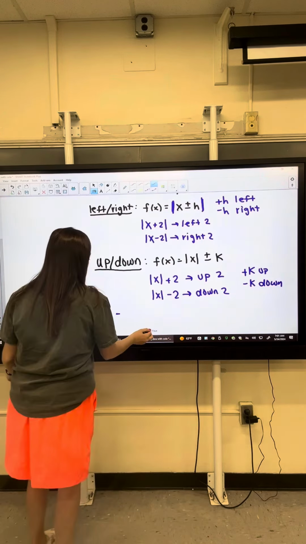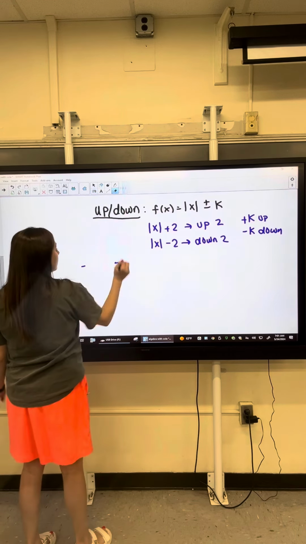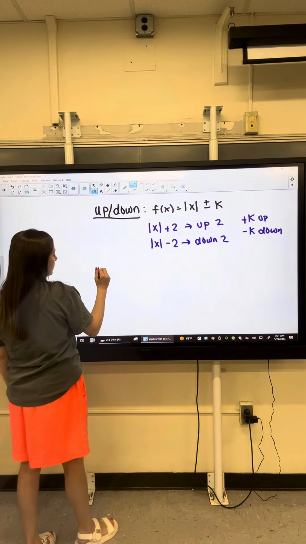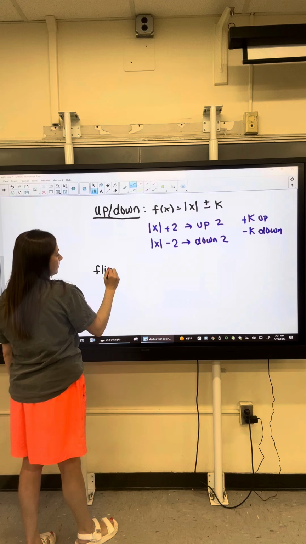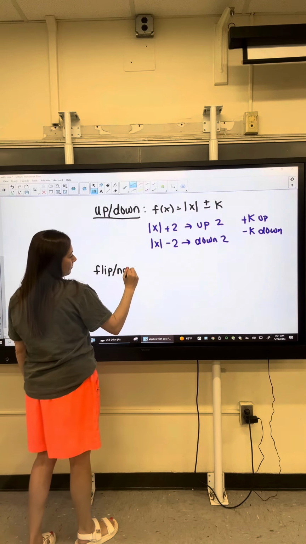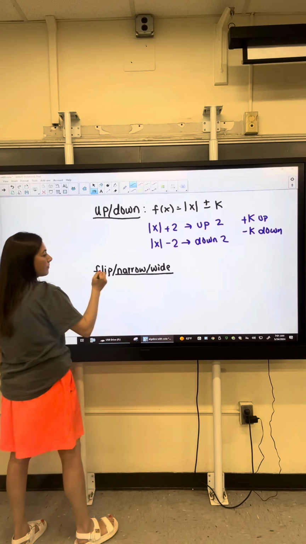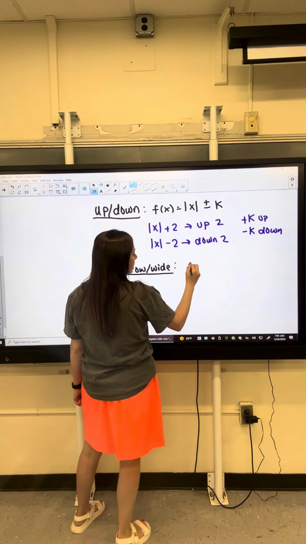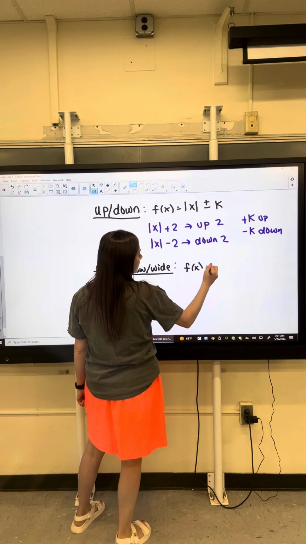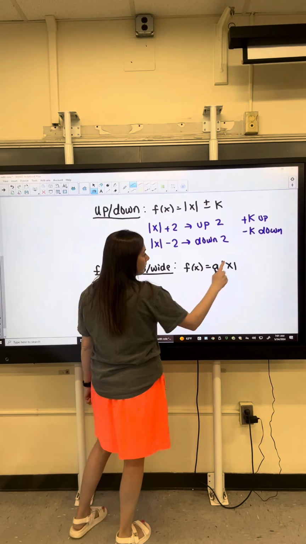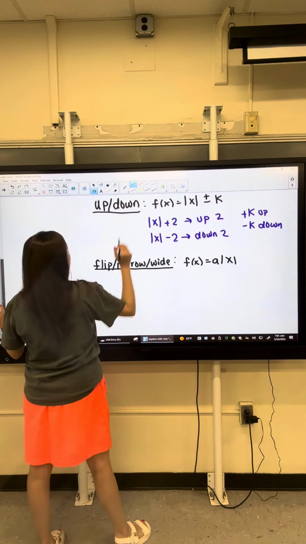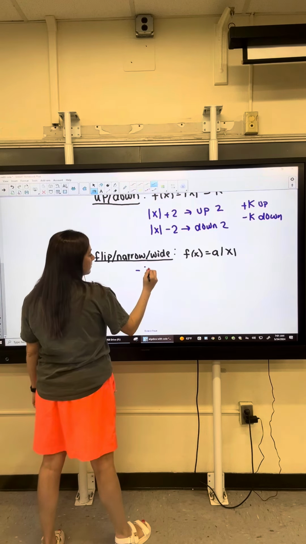Okay, so now this one's a little bit tricky. Say we want to make the graph flipped, narrow, or wide. When I say flipped, I mean it's going to be like a smiling parabola versus frowning. Narrow means the graph's going to get skinnier, and wide means the graph is going to get wider. So here we go. We have f of x equals a absolute value of x. So the number in front of the symbol determines flipped, narrow, or wide.